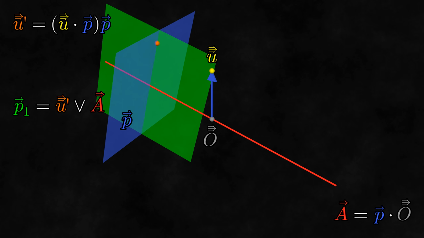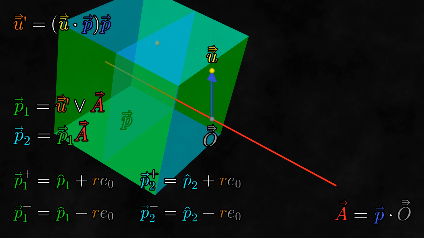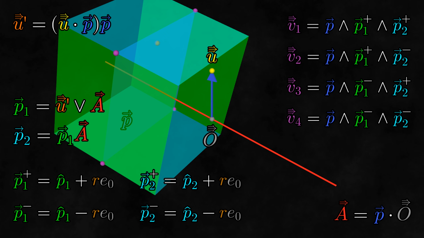perpendicular plane which we'll call P1. We can also take this plane and multiply it by the axis to get this other perpendicular plane which we'll call P2. We can normalize these two perpendicular planes and then add and subtract a particular multiple of e0 from each of them, shifting them away from the center by that scalar multiple. Then the 4 vertices of the plane segment we are trying to draw are the intersection points of some of these planes.